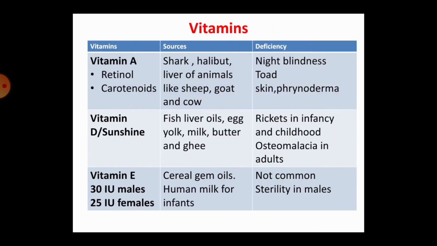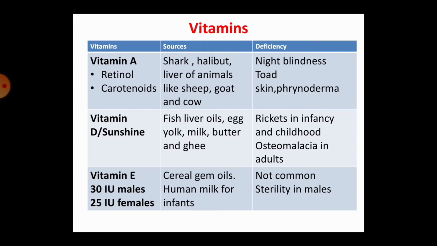The next is vitamins. Vitamin A includes retinol and carotenoids. Vitamin A deficiency leads to night blindness, toad skin, phrynoderma. Sources of vitamin A include shark, halibut, liver of animals like sheep, goat and cow. Vitamin D, you get enough vitamin D from sunshine. Sources of vitamin D include fish liver oil, egg yolk, milk, butter and ghee. Deficiency of vitamin D leads to rickets in infancy and childhood and osteomalacia in adults.